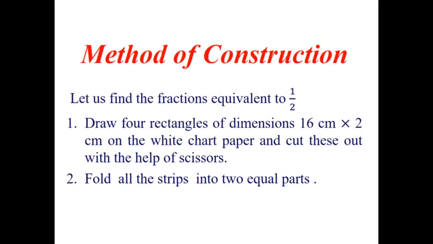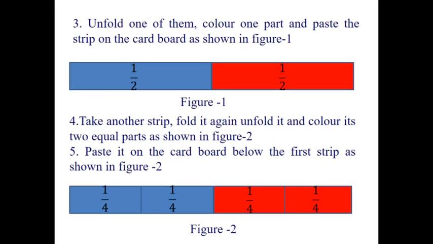First, draw 4 rectangles of dimension 16 cm by 2 cm on the white chart paper and cut these out with the help of scissors. Fold all the strips into 2 equal parts. Next, for the first, unfold one of them, color one part, and paste the strip on the cardboard as shown in figure 1.